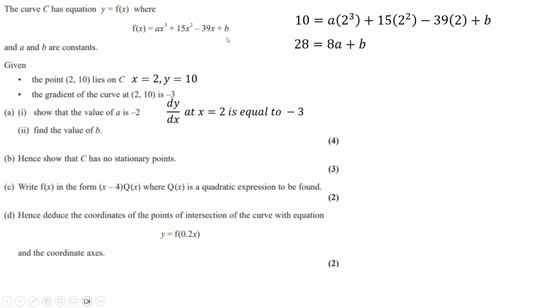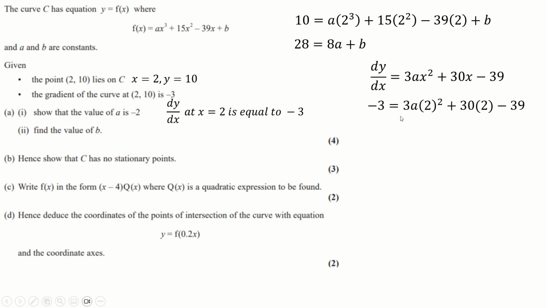So what I can do is I can differentiate this. I could have written f dash of x, it doesn't matter, but differentiate this to get this, and then when x is 2, so substitute x is 2 in, dy by dx is minus 3, so replace that with minus 3. And what's nice about this, of course, is that the b differentiates away, and you just end up with an equation in A, which actually just solves to exactly what they wanted you to get.